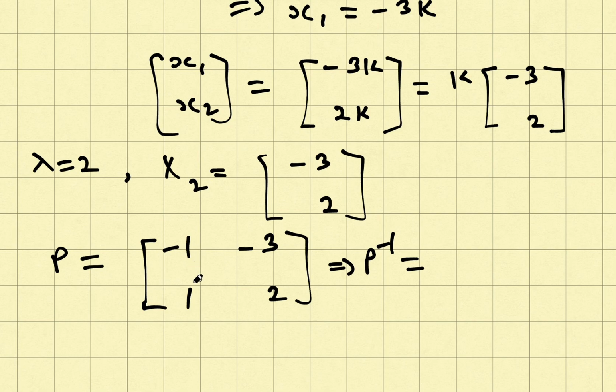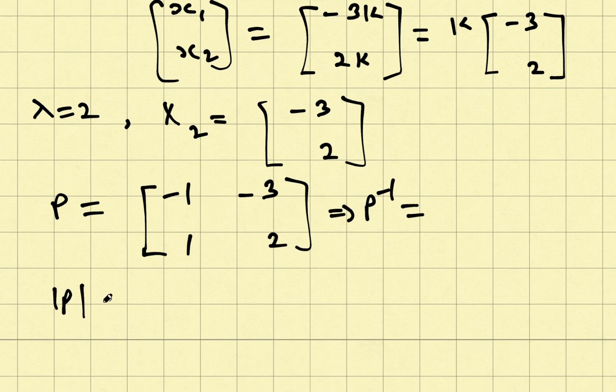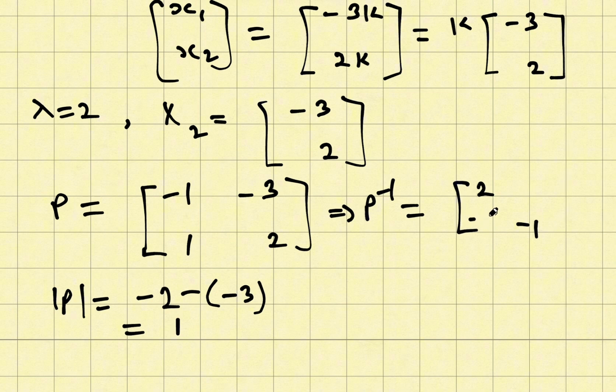Of course, let's find the determinant. The determinant of matrix P is going to be negative 1 times 2, that's negative 2, and then minus 1 times negative 3, that is negative 3. If you do this well, it's going to be negative 2 plus 3, which is 1. Since the determinant is 1, we just switch places of these two, and then change the sign of the other two. So P inverse is going to be 1 divided by 1, which is still 1, of 2, negative 1, and negative 1, positive 3. So this is our P and P inverse.